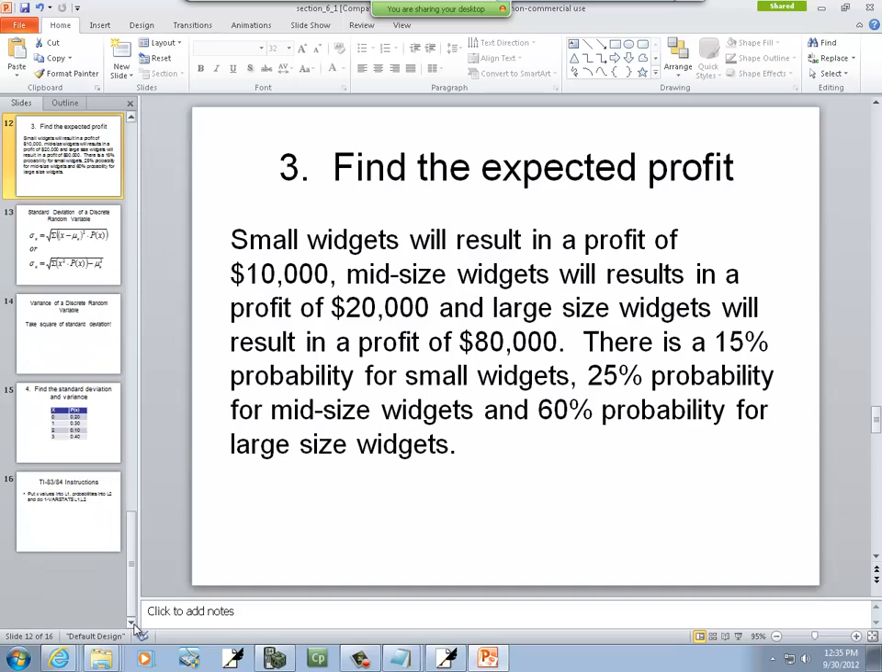Again, we don't know what we're going to have. We know the profit for small widgets is 10,000, for mid-size is 20,000, for large it's 80,000. And there's a 15% probability, like for our sales, will be on small widgets, 25% probability will be on mid-size, and 60% will be on large. So those will give us our expected profit.